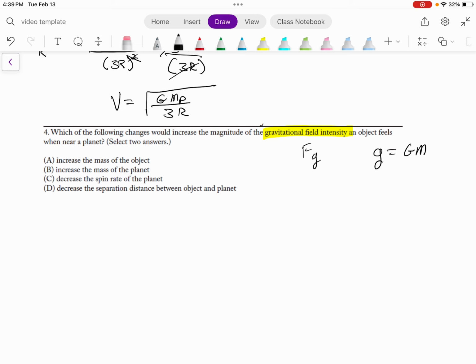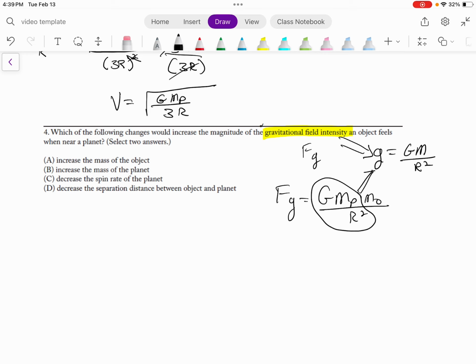Big G times the mass of whatever is causing the gravitational field divided by r squared. This is gravitational field intensity. It's inside the big G equation. I'll say mass of the planet, mass of the object over r squared. There is the gravitational field that is creating that force of gravity on object m naught. So what do they want to know? They want to know which of the following changes would increase that gravitational field.